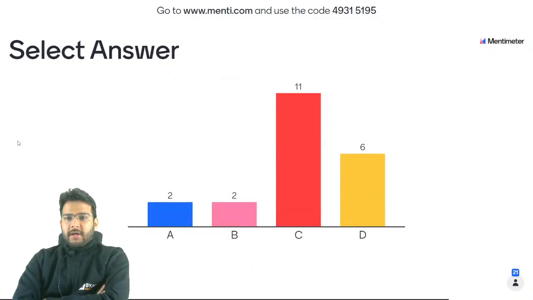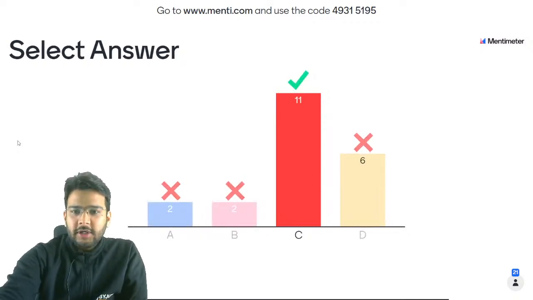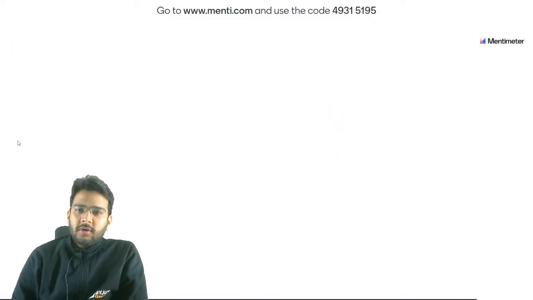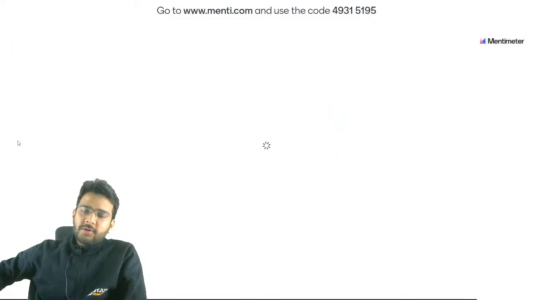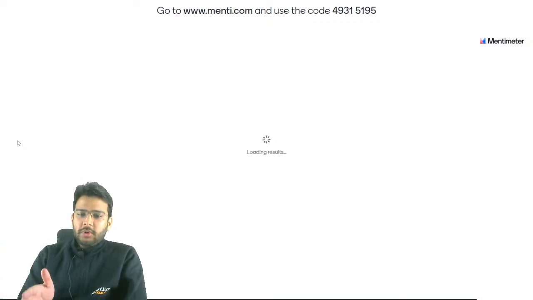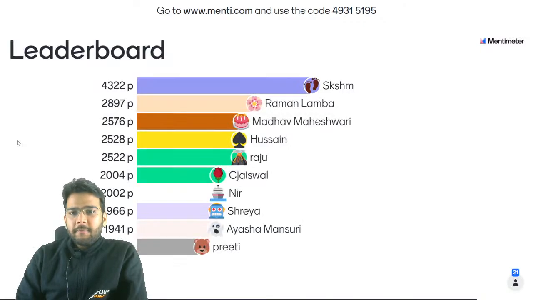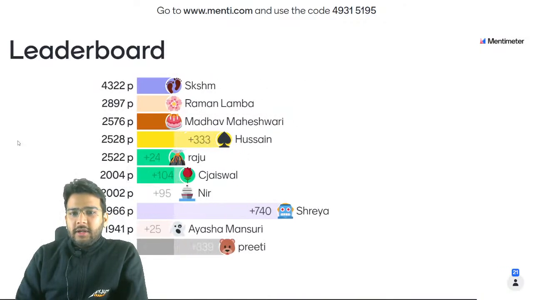Time is up and 11 students have answered this question correctly. That's really good, guys. It was a very simple question. You just need to find out the values of semaphores so that we can have first print gate, then gate 2022, and then again gate, right? So let's see the leaderboard now. Yes, option C is correct for this question. And this is the leaderboard.